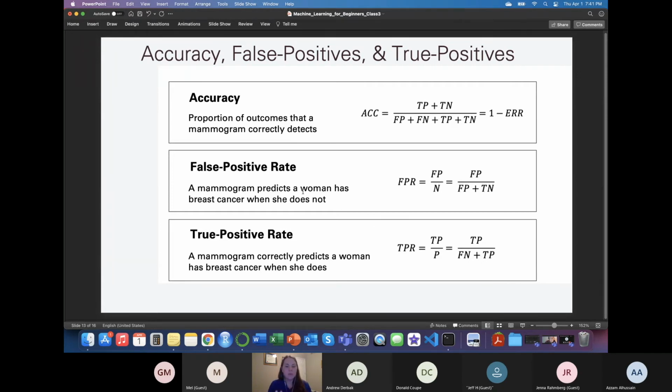So a more intuitive way to think of it would be a false positive would be when a mammogram predicts a woman has breast cancer when she actually does not. A true positive would be when a mammogram correctly predicts a woman has breast cancer when she actually does have breast cancer. Are there any questions about this before I move on?